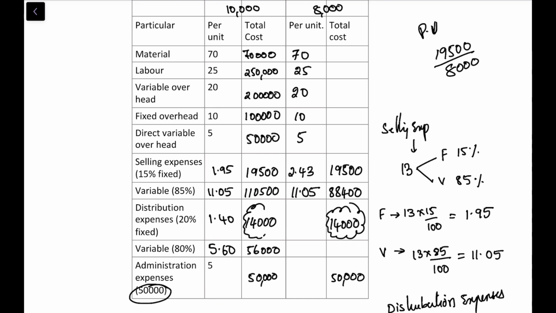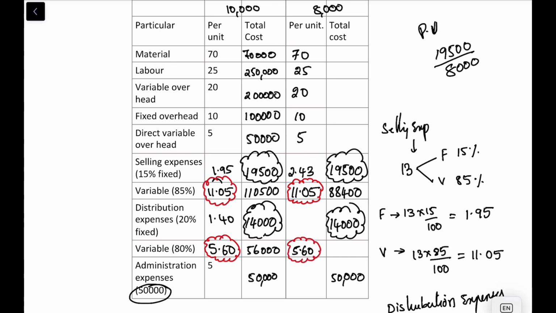See, in distribution expenses also have taken 14,000 as a fixed cost, same. In selling expenses also have taken as same. In variable expenses per unit I have taken as same, 11.05. If you want to calculate total cost, you need to multiply with number of units. Okay, per unit and a number of unit. If you want to calculate per unit, then total cost divided by number of units. Simple. 14,000 divided by 8,000 is 1.75.